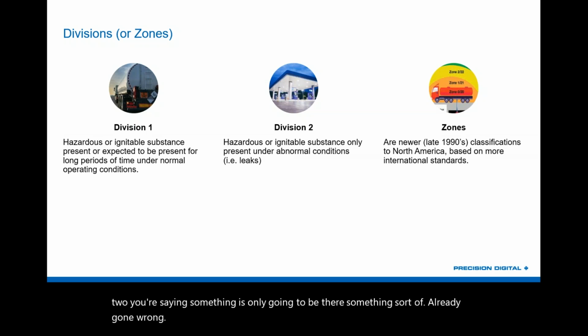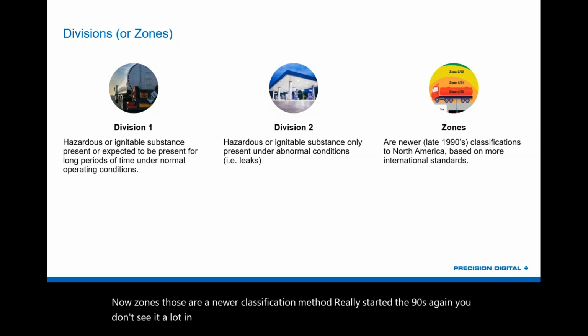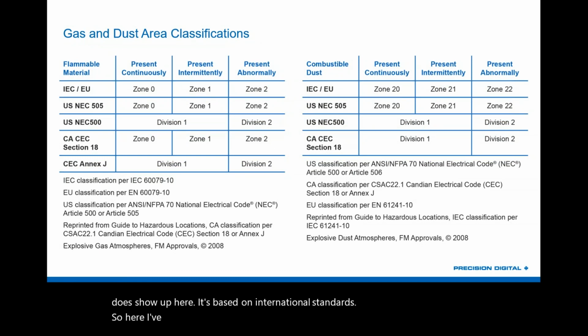Now zones, those are a newer classification method, really started in the 90s. Again, you don't see it a lot in North America, but it is becoming more popular. And when it does show up here, it's based on international standards. So here I've got a useful slide that crosses over those divisions and zones for you if you do find that you run into zones a lot.